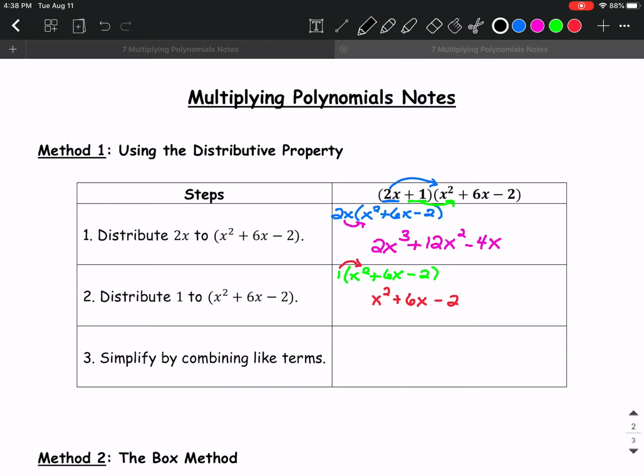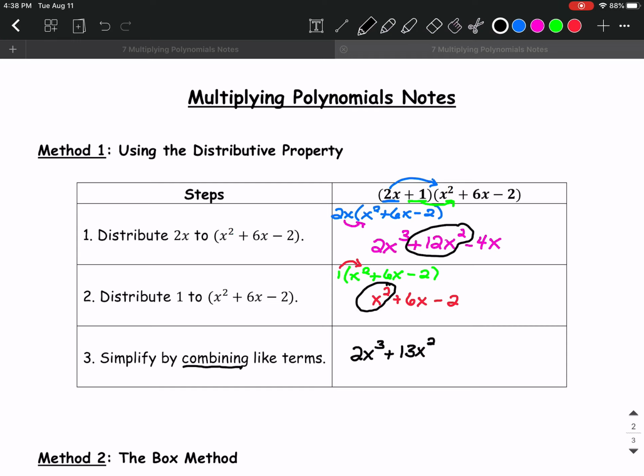Now we're ready to combine like terms. So I've only got the 2x cubed. It's the only part that has an x cubed. Now for the x squareds, I've got 12x squareds up here and 1x squared down here. So that gives me 13x squareds.